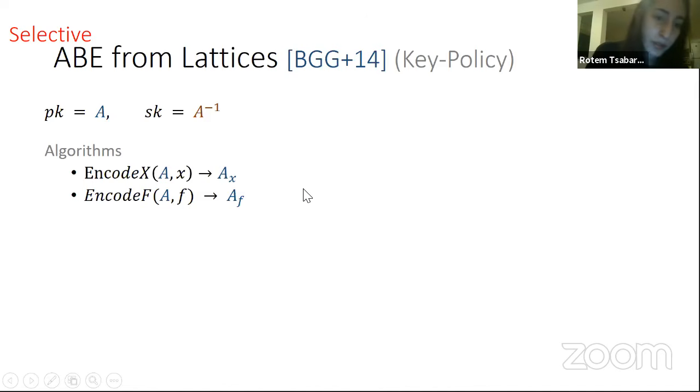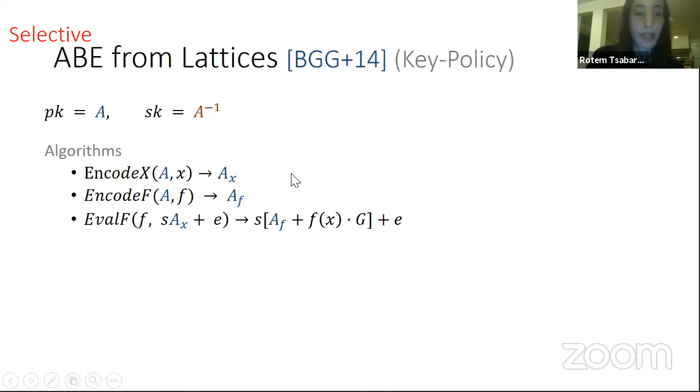And why are those algorithms interesting? Because they also have this additional relation between them. There is an evaluation algorithm that can take an LWE instance respective to the public matrix A sub X, and also a function F. And it can evaluate the function F over this LWE instance in such a way that we will get an LWE instance respective to the matrix A sub F, and also the value of the evaluation.